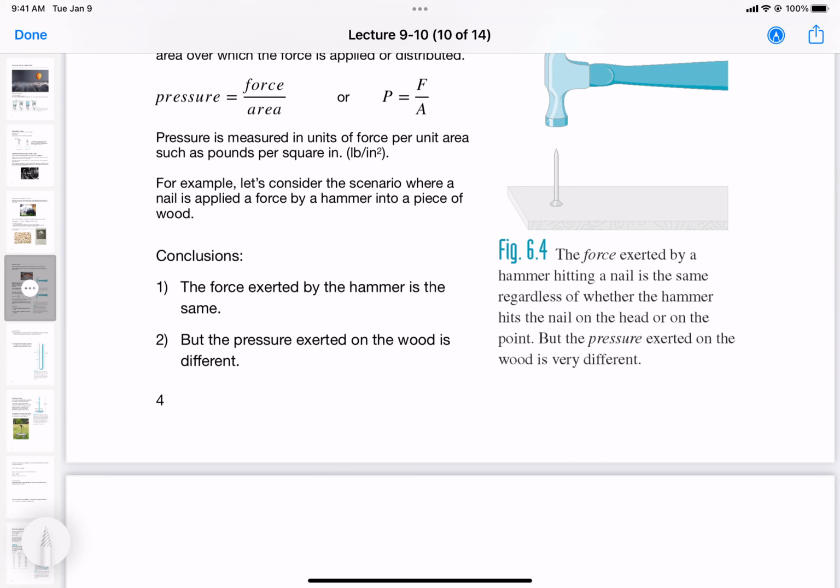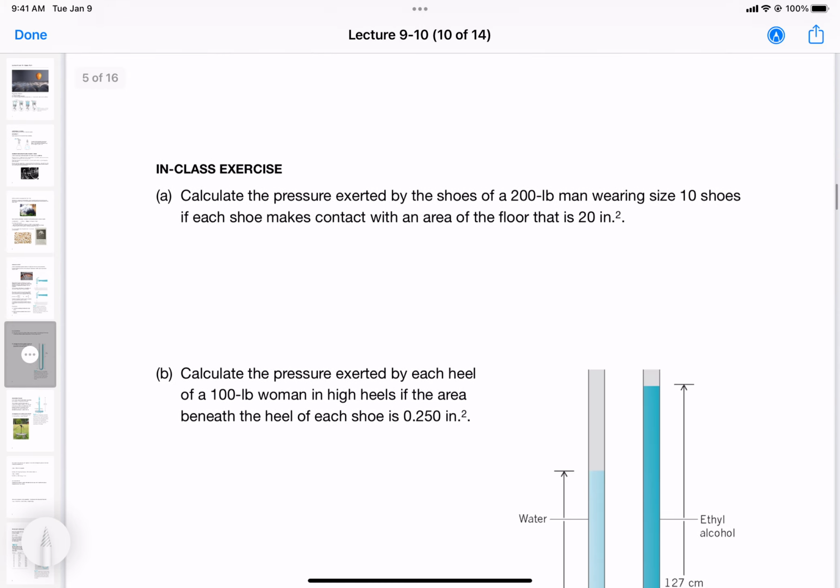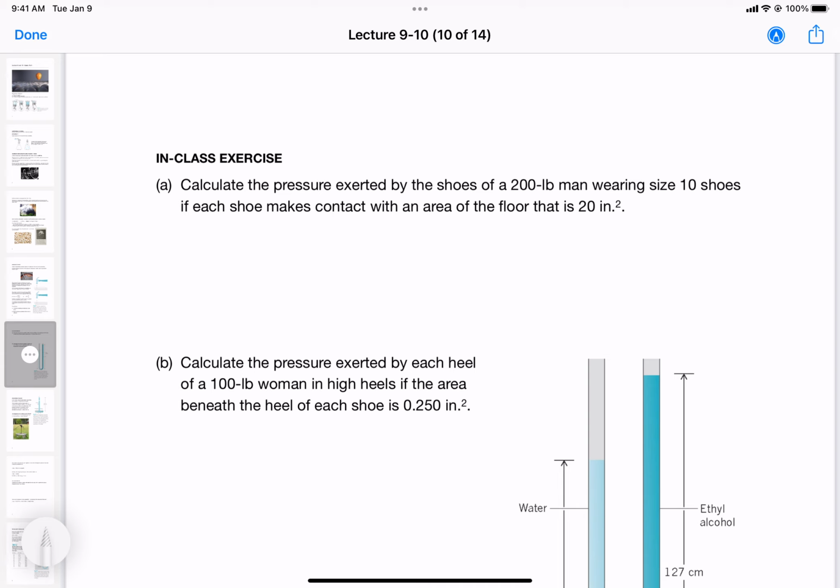Okay. So this is the basic conclusion I just stated. The pressure is different on the wood, but the force exerted is the same. So the force does not change.